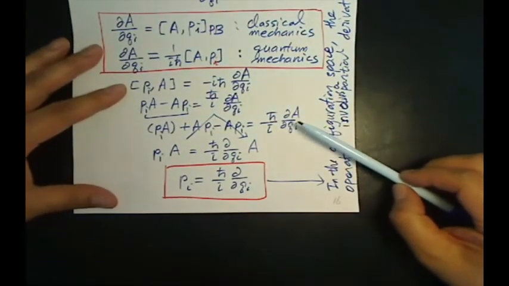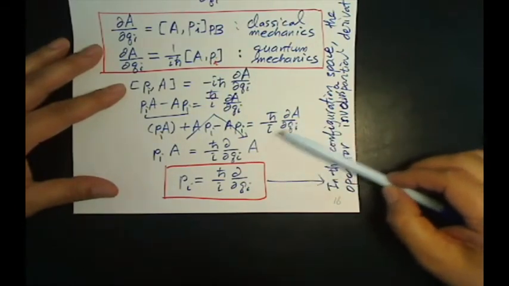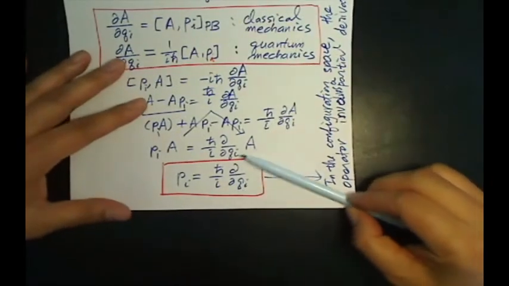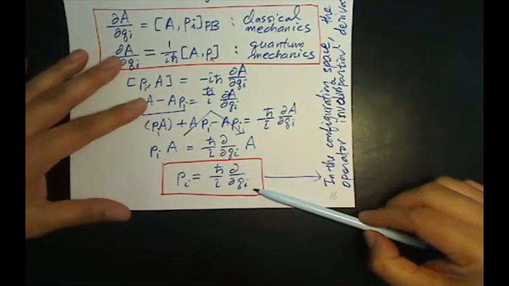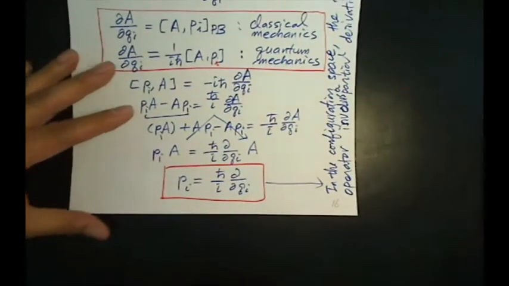So pA is actually taking the derivative with respect to q and multiplying by h bar over i. Therefore, in the configuration space, in which the coordinates are the fundamental variables, the momentum is a derivative with respect to the coordinate, with the factor h bar over i.